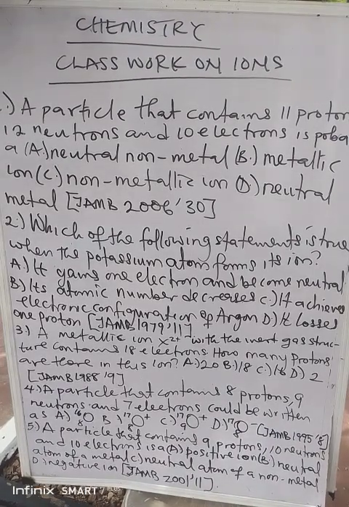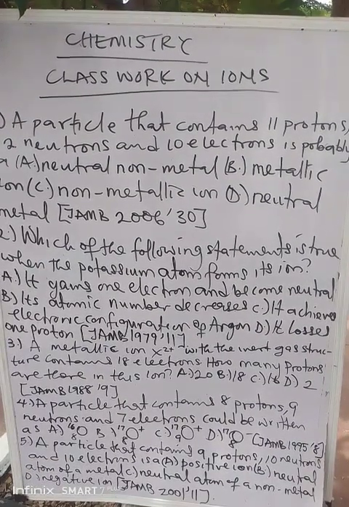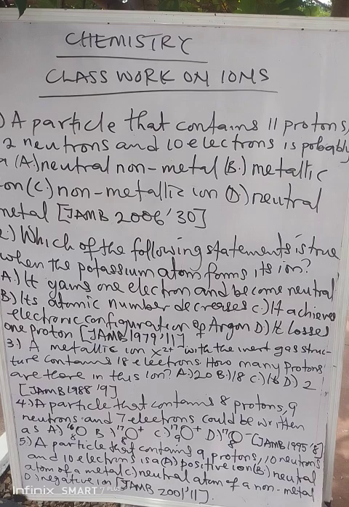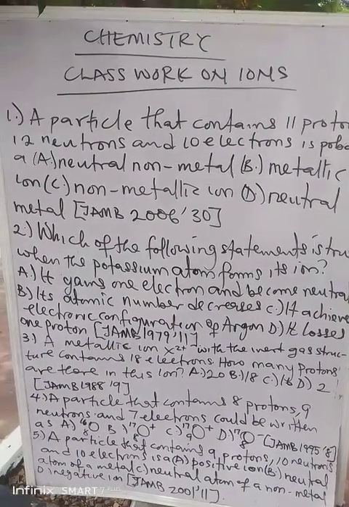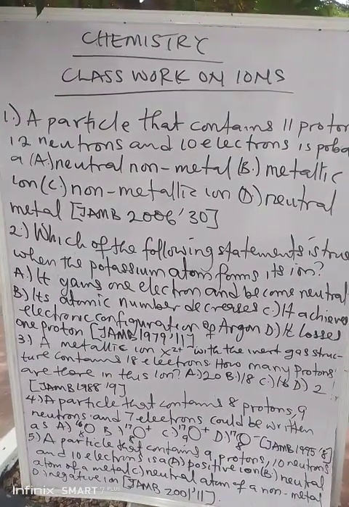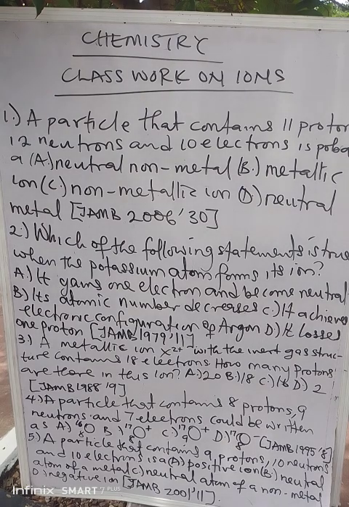Yes, we have some class works here, some JAMB questions on ions, the topic ions that we dealt with yesterday. So let's look at them one after the other. Number one question says that a particle that contains 11 protons, 12 neutrons, and 10 electrons is probably a what?